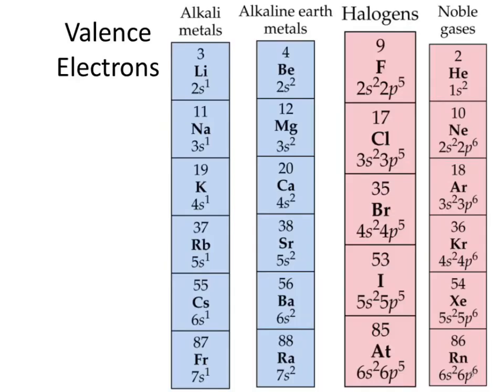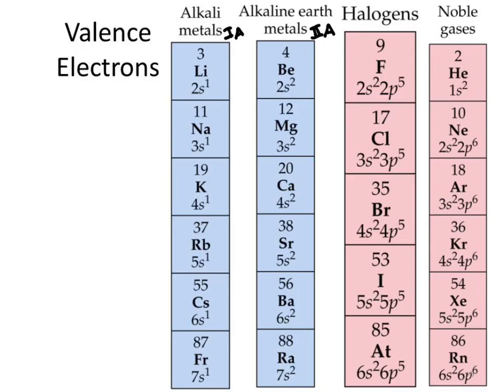And so if I look at some of these, my alkali metals, that is group 1A, so I have 1 valence electron: 2s1, 3s1, 4s1, 5s1, 6s1. So they all have the same number of valence electrons. My alkaline earth metals, group 2A: 2s2, 3s2, 4s2, 5s2, 6s2. They all have the same number of valence electrons.